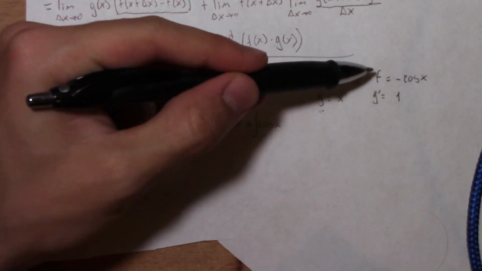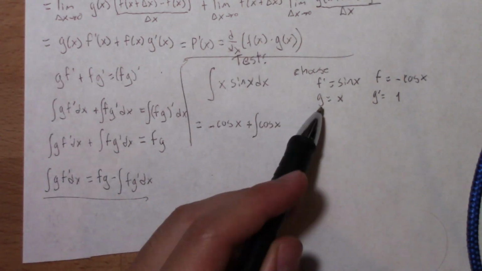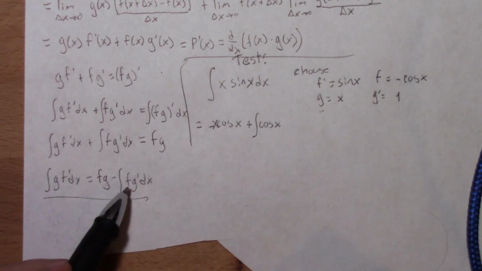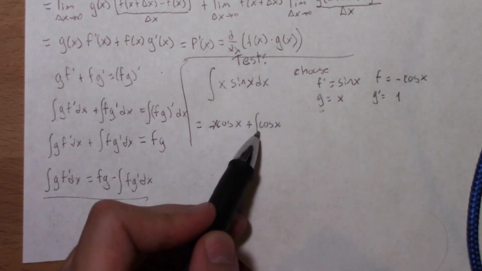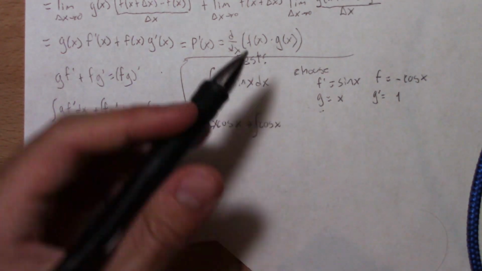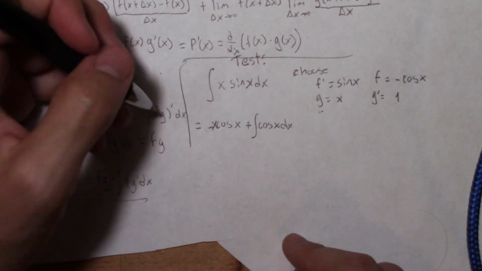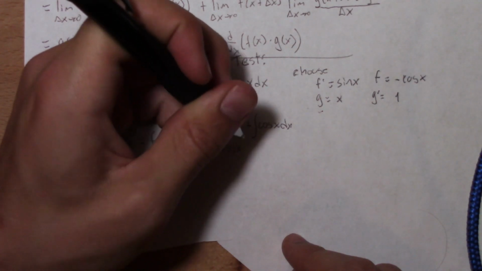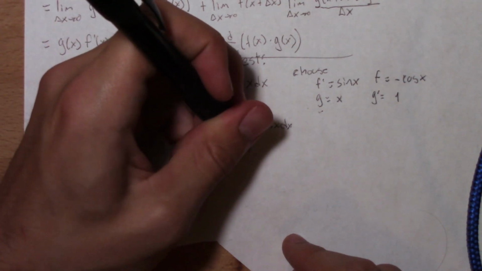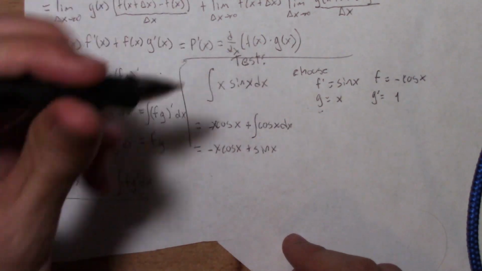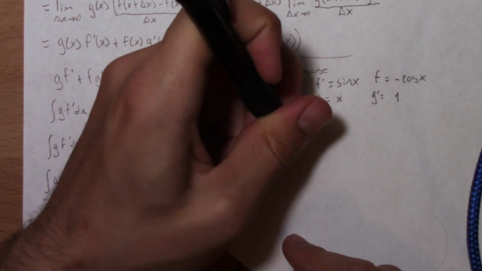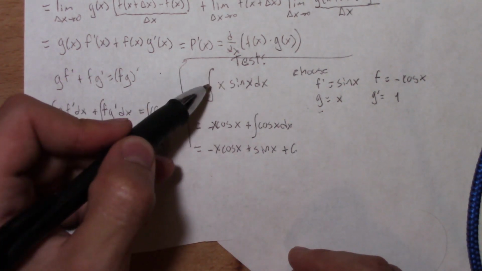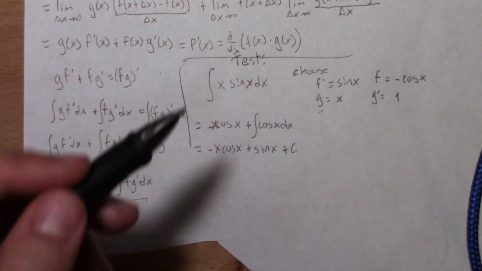Fg, f is negative cos x, g is x, plus the integral of fg prime. F is negative cos x, g prime is 1, so we have plus the integral of cos x dx, which simply equals negative x cosine x plus sine x plus c. Okay, so this is the answer for the indefinite integral of x sine x dx right here.